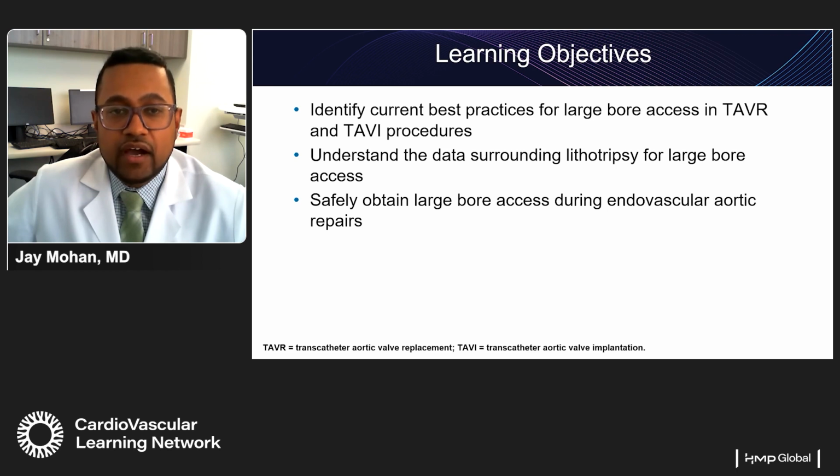Our objectives today are to identify the best practices for large bore access in TAVR procedures, understand the data that surrounds lithotripsy for large bore access, and safely obtain large bore access during endovascular aortic repair.